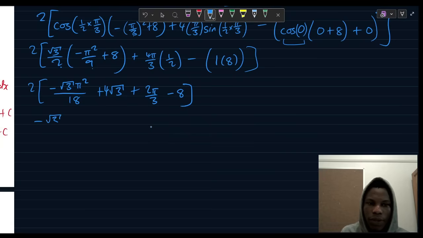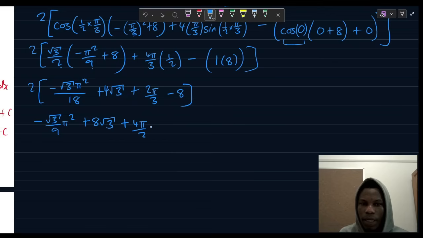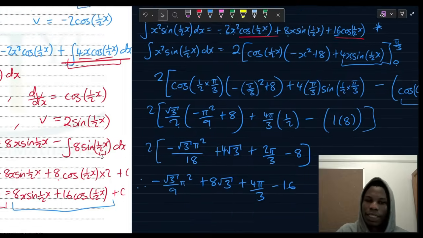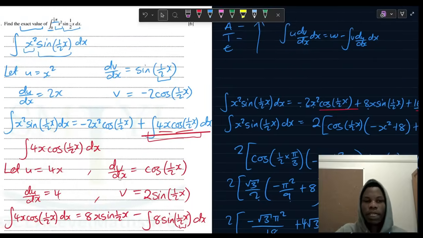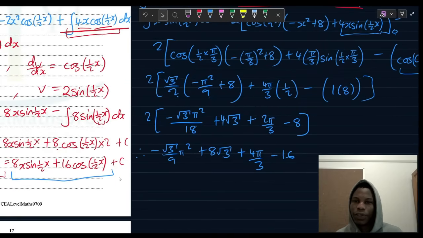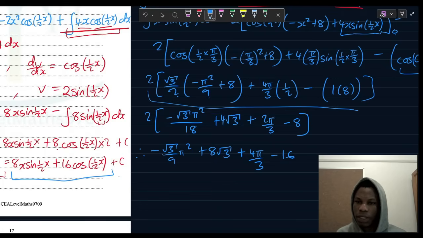So we've got negative root 3 over 9 pi squared. Then 2 times 4 root 3, that's plus 8 root 3. 2 times 2 pi over 3 plus 4 pi over 3. Then 2 times minus 8, that's minus 16. And this here becomes the final answer. I believe they wanted an exact value, so you kind of had to do the simplification manually, because most calculators would have given you decimal places if you tried to just punch this whole result into your calculator.